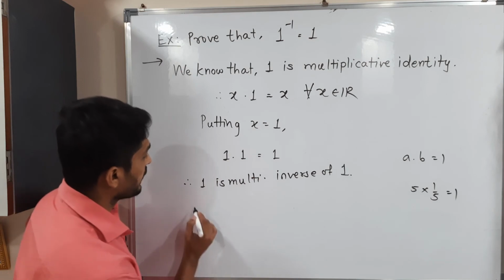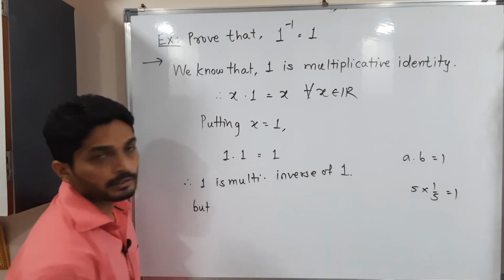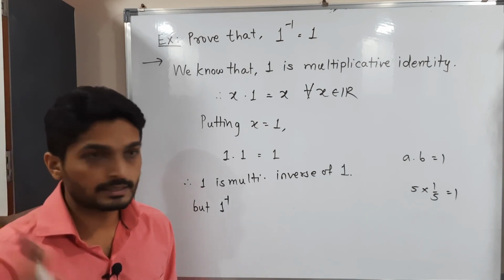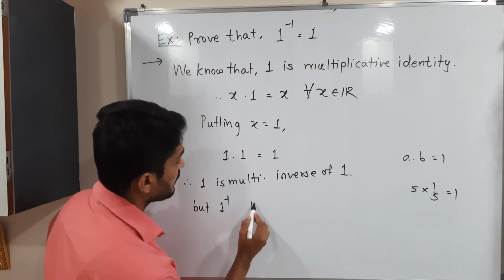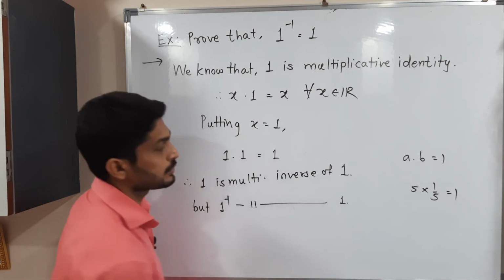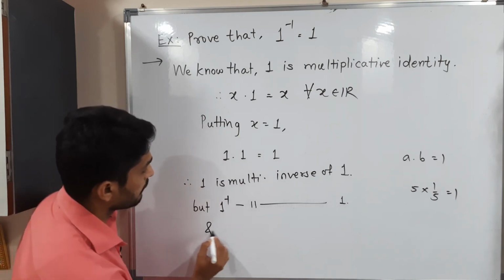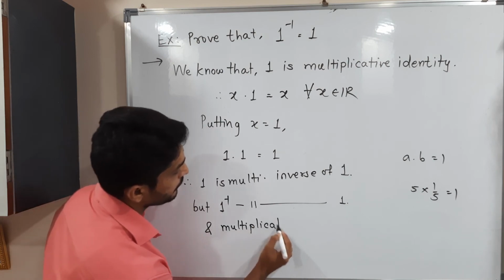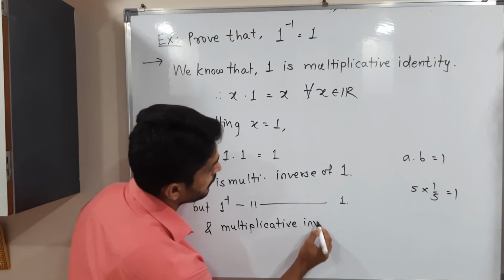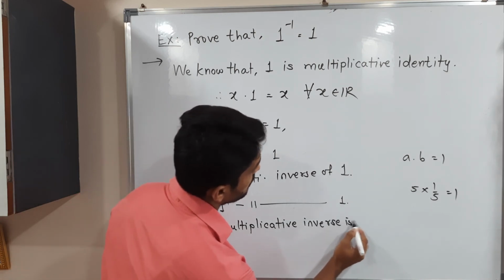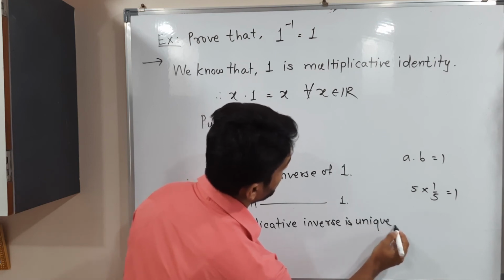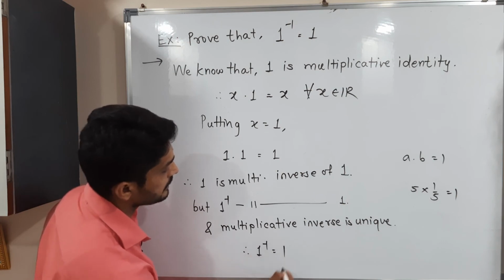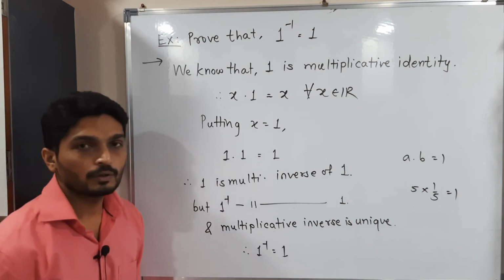But what is actually the multiplicative inverse of 1? Simply we write raised to minus 1, we get its inverse. So actually 1 raised to minus 1 is the multiplicative inverse of 1. But the multiplicative inverse is unique. So there is only one multiplicative inverse. So therefore these two are same. So therefore 1 inverse is equal to 1. So in this way we have proved this example.